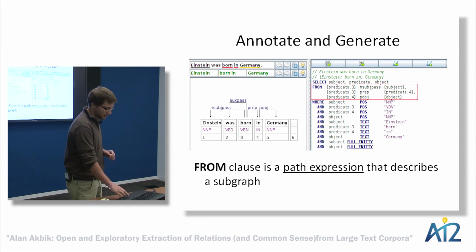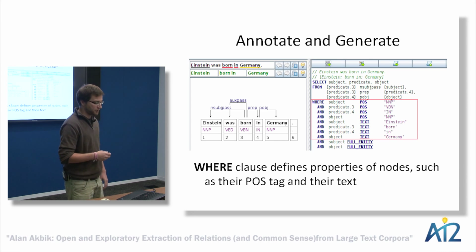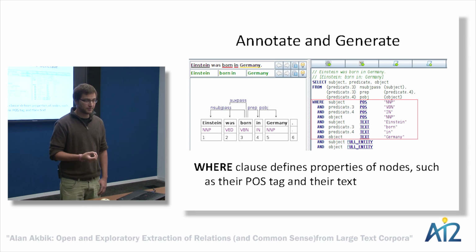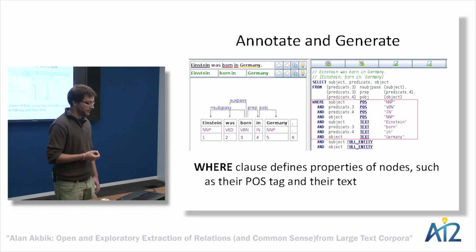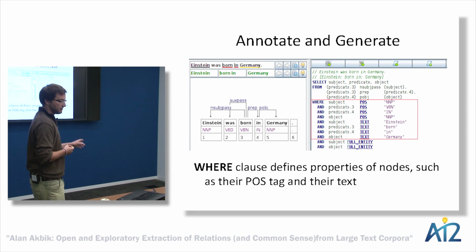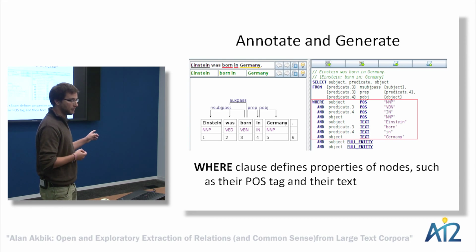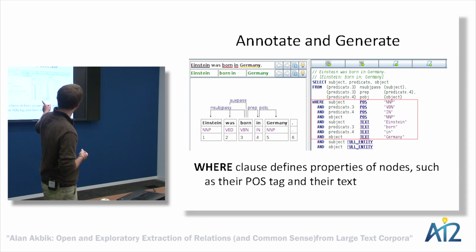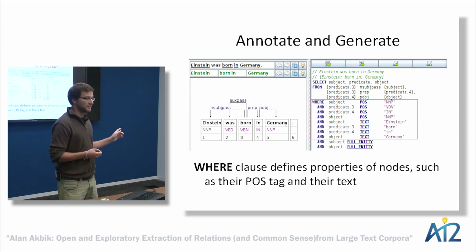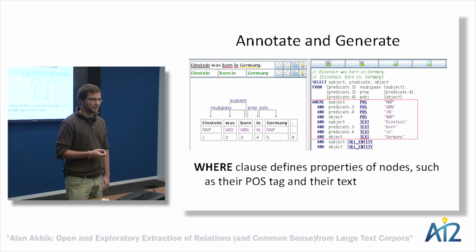And the where clause, that's the interesting one, is where the user can tinker around a bit. These are conditions on the part of speech tags and the lexical values of the nodes in the subtree. If you look at where subject part of speech is NNP, it means that the node that is designated subject in the subtree has to have the part of speech tag NNP, which indicates a proper noun. And the text of this node has to be Einstein. So this is a very overspecified rule, and this rule will probably not find anything in the corpus.